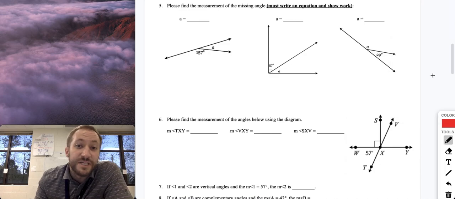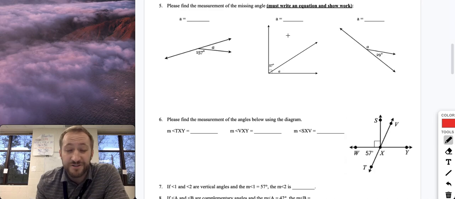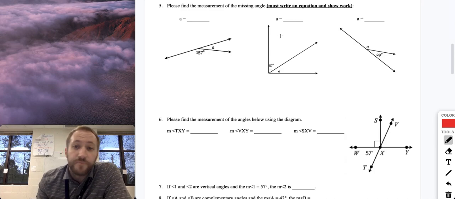All right, number 5 says, please find the measurement of the missing angle. You must write an equation and show work. If you don't do that, you don't get full credit. All right, you have to show an equation, especially because these problems get a lot harder, so it's important that you have that skill. So let's look at this one, 157 and A.